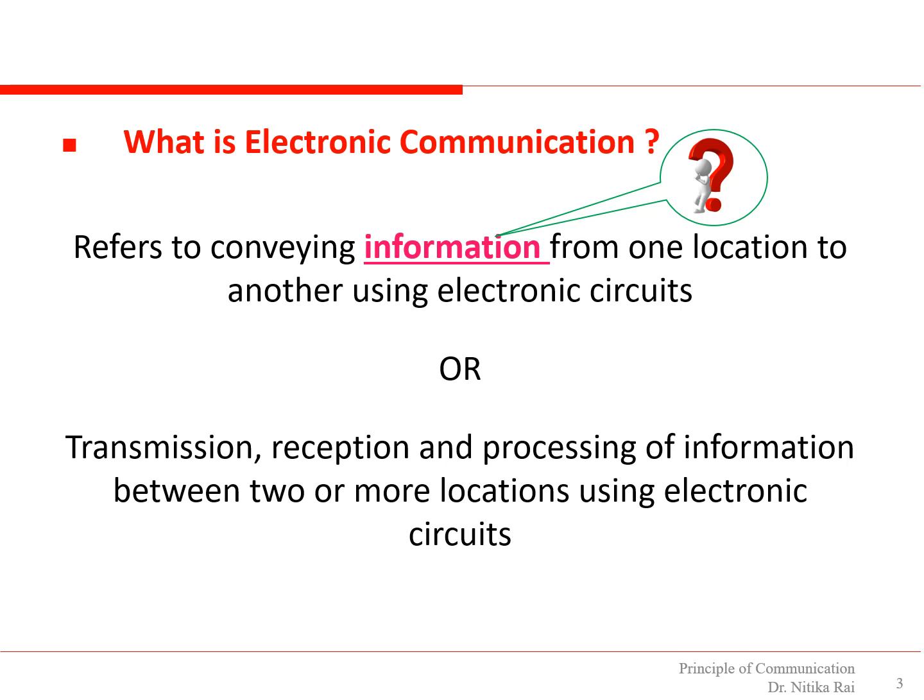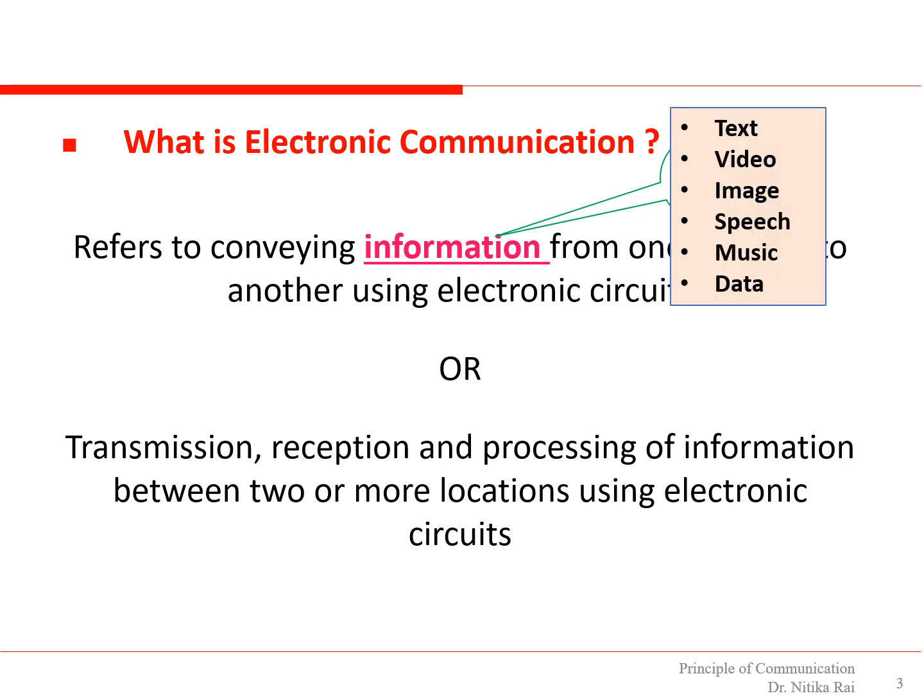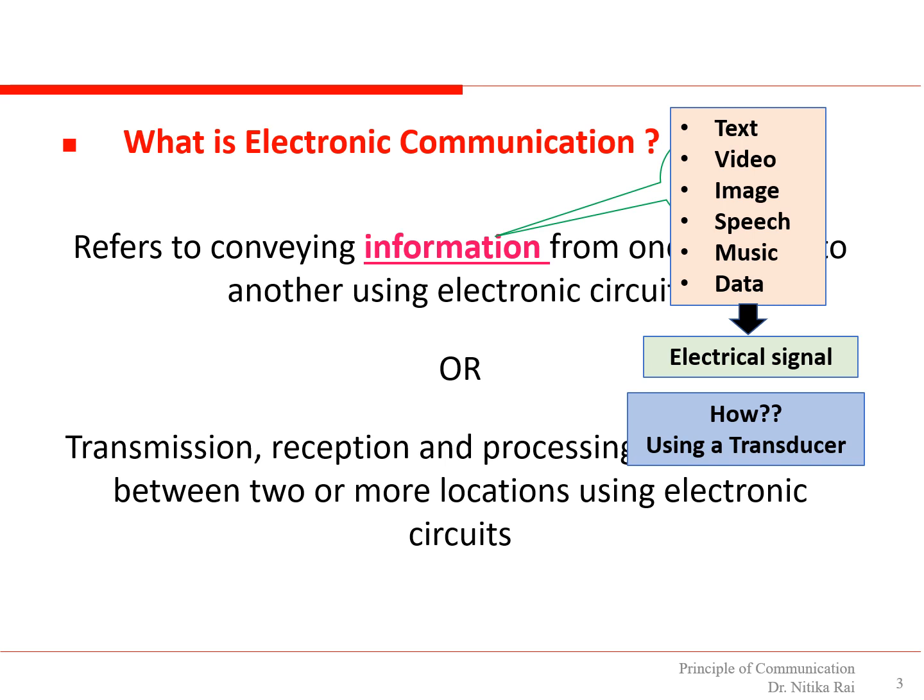Now, as we said, information is conveyed. What do you mean by information? Basically, it means what we want to transmit. The common types of information that humans tend to transmit are text, video, image, speech, music, or data generated from a computer system. These forms of information, when they need to be transmitted over long distances, will have to be converted into an electrical signal before it can be processed and made suitable for transmission using an electronic communication system. We can convert these forms of information into an electrical signal using a transducer.